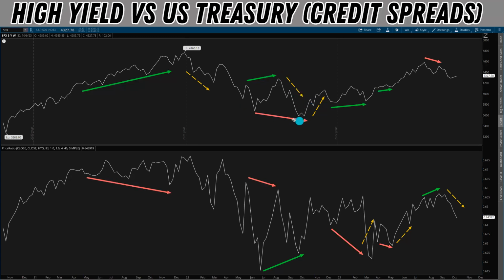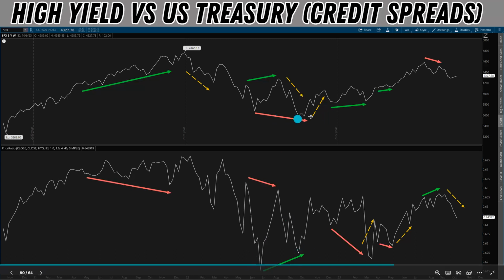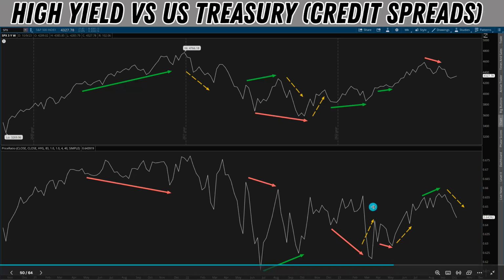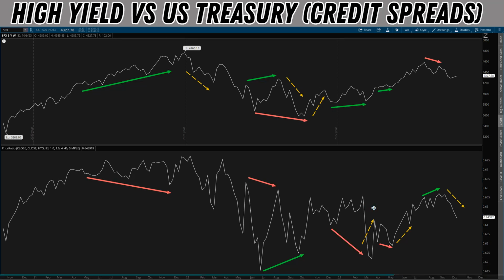And then here, we actually see the stock market making lower lows, while credit spreads are making higher lows, and we see the stock market actually start to rally. Now, most recently, the divergences between these two charts have been playing out on the credit spreads and suggesting that the credit spreads are actually lagging behind, right?